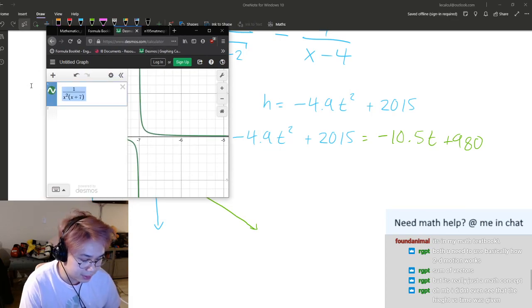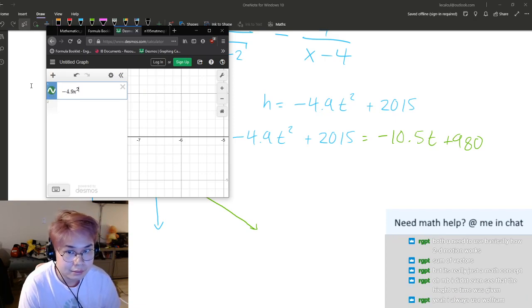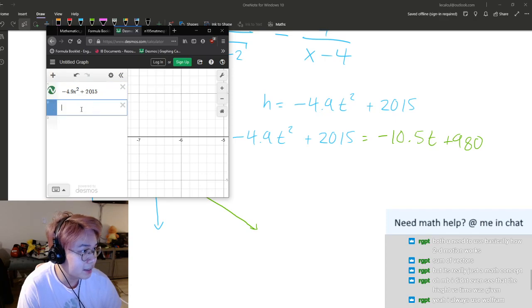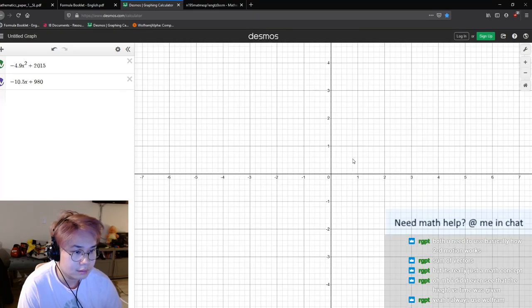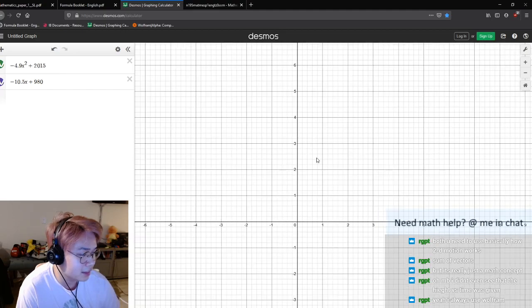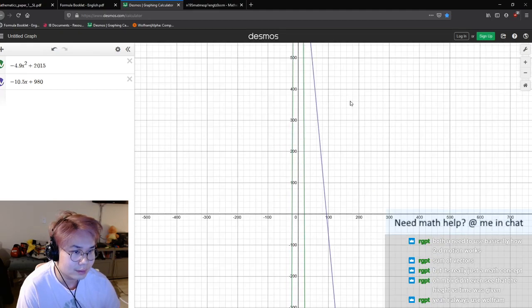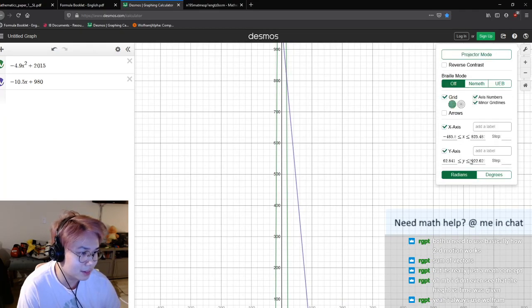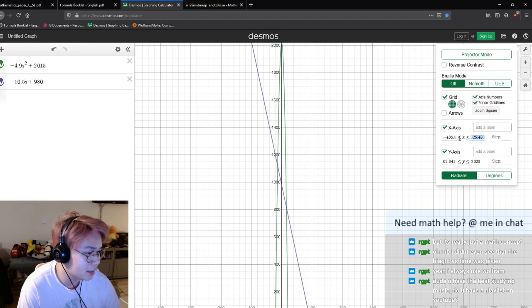So let's type the first equation, which is negative 4.9. And then I'm going to type the second equation. Okay, and these are in the 2000s, so I'd have to scroll up quite a bit. Honestly, I'm just going to change my window. So I'm going to change this to 2020. And this does not need to go to 800.